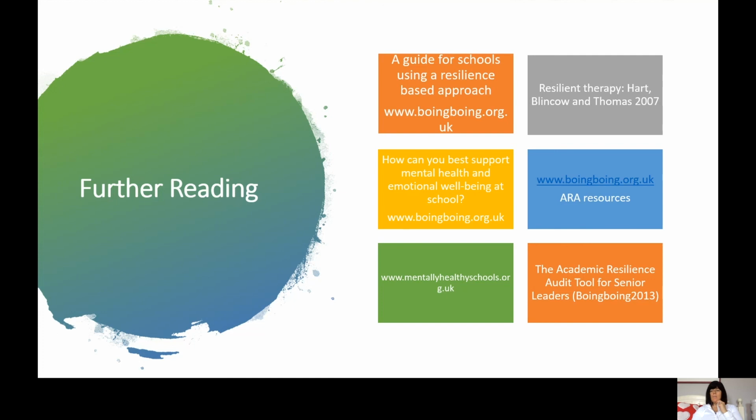There's a resource that was produced by the Sussex Youth Cabinet, how can you best support mental health and emotional wellbeing at school, and that's also on the Boingboing website. Our academic resilience approach, and there's tons and tons of resources on the Boingboing website. Also, we very much integrated Mentally Healthy Schools, or Public Health England's work, so the mentallyhealthyschools.org.uk website is there too. And then there's also the academic resilience audit tool for senior leaders, which is on the Boingboing website as well, which will help you see where you are in terms of this academic resilience approach, and what further work might need to be done.